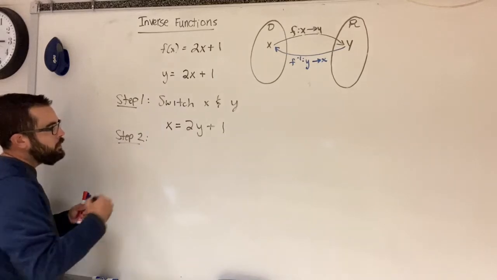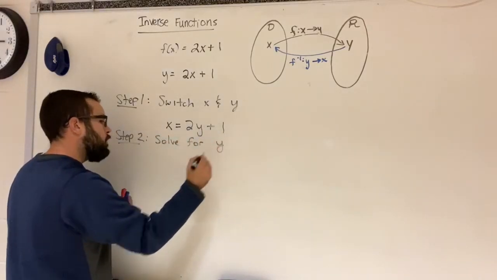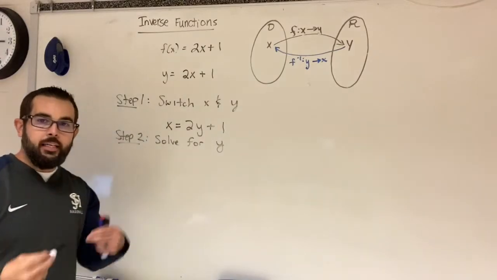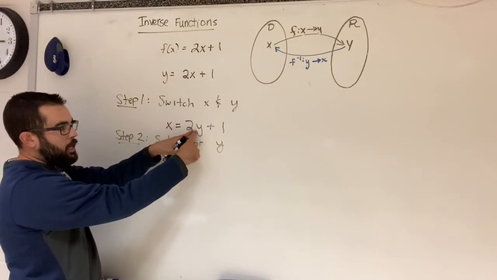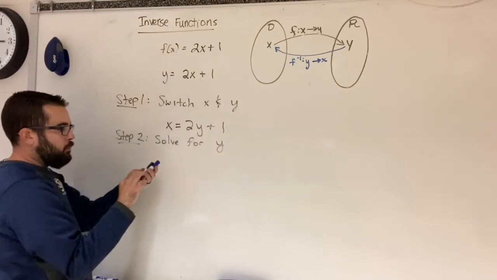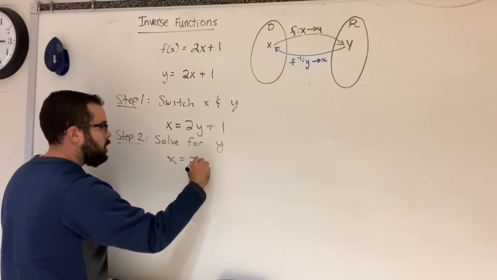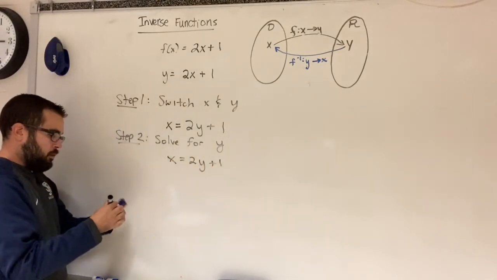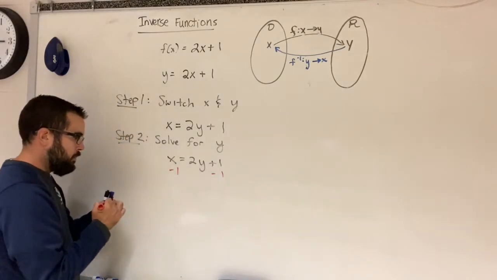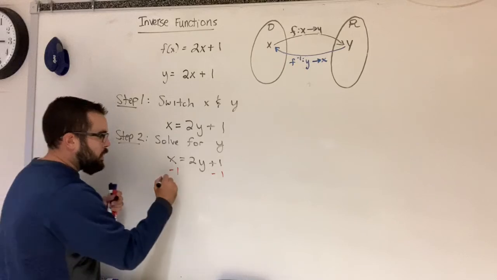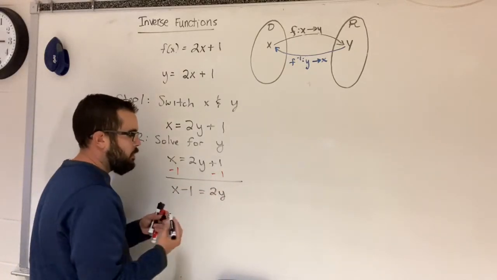Step 2 is going to be solve for y. In other words, get y by itself or isolate y. So, if we want to isolate y, we're going to subtract 1 from both sides. So I started with x equals 2y plus 1. We're getting y by itself, so we subtract 1 from both sides. So we end up with x minus 1 is equal to 2y.